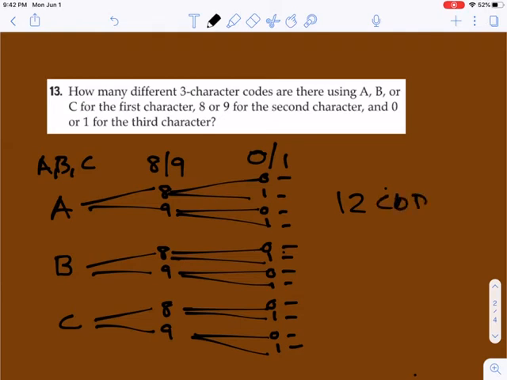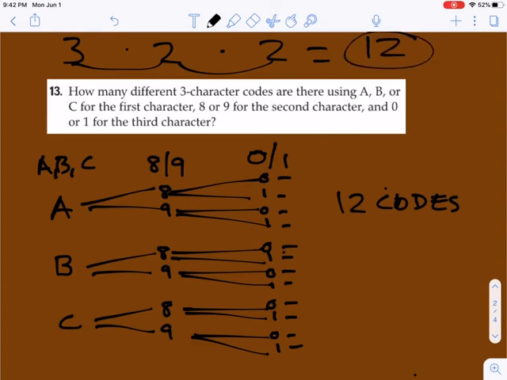So 12 possible codes. If I apply the fundamental counting principle, right, our first option is 3 different, and then 2, and then 2. And 3 times 2 times 2, well, 3 times 2 is 6, 6 times 2 is 12. So it works. The tree diagrams kind of set it up and sort of put the ball on the tee to show you how it works. And then we use the fundamental counting principle from here on out, as much as possible, because it just works better and it's so much easier. All right, let's move on to that.